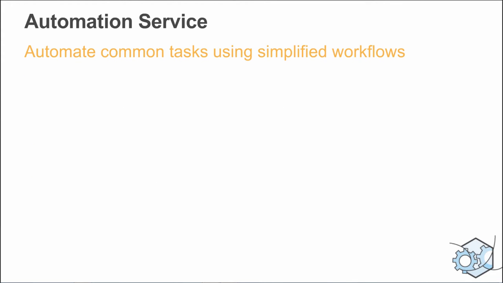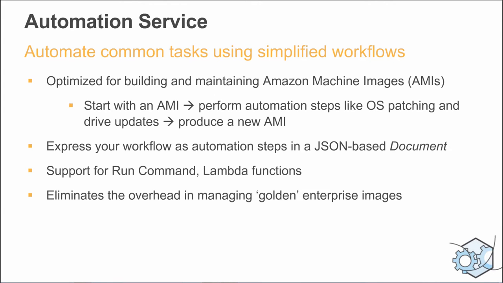Next up, automation service. And the idea here is that you are able to automate a common administrative task using a simplified workflow-driven approach. And the first use case that the service is optimized for is really building and maintaining Amazon machine images. We have heard from customers that today it's a pain. Either you have figured out your own solution on how you produce your weekly or monthly AMIs. Many of you call it golden images or blessed images or hardened images, whatever that language is.